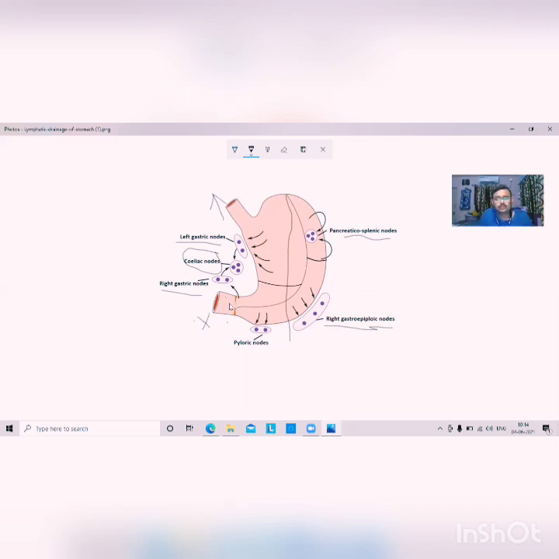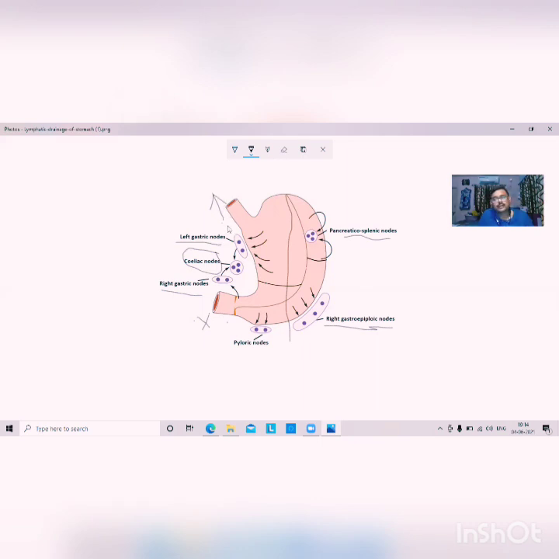Now, the longitudinal muscle coat of the stomach at the level of the pyloric end will invaginate and be continuous with the pyloric sphincter. Thus, the muscle coat of the stomach is not continuous with the muscle coat of the duodenum. Also, at the cardiac end, what happens? The muscle coat of the stomach, that is the circular muscle coat, is continuous with the muscle coat of the esophagus.